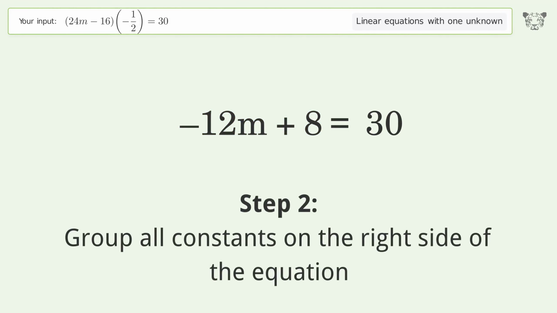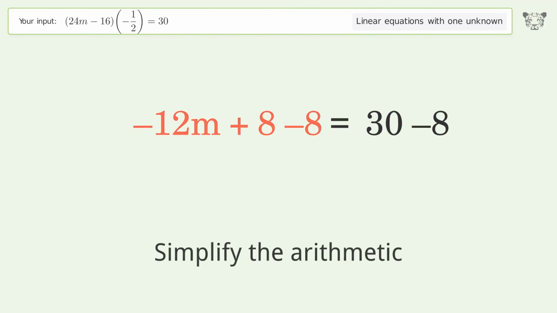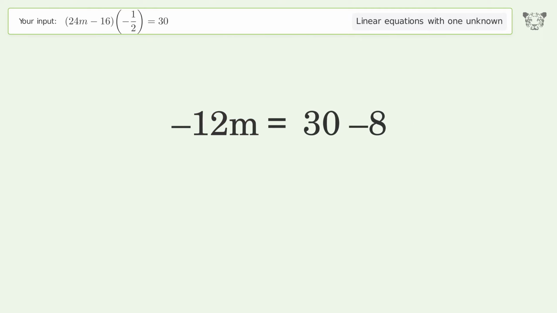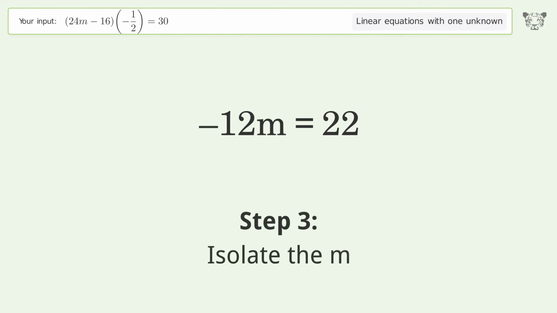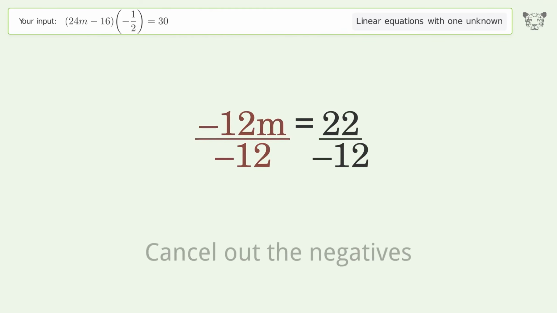Group all constants on the right side of the equation. Subtract 8 from both sides. Simplify the arithmetic. Isolate the m. Divide both sides by -12. Cancel out the negatives.